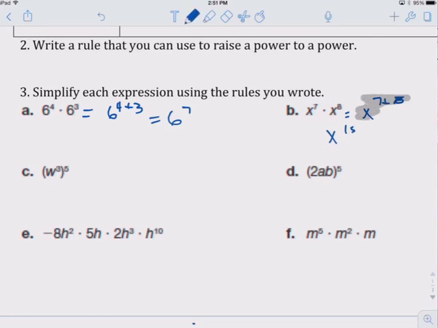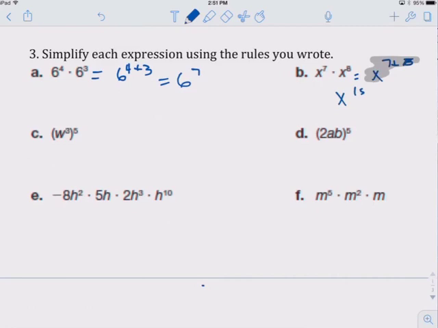Okay. And then here for E, what can we do? You can multiply the negative 8 times what? The 5 and the 2. You multiply them because they don't have exponents. Yeah, because they all don't have exponents. The 2 has an exponent? Yeah, of 1. All of them have an exponent of 1.